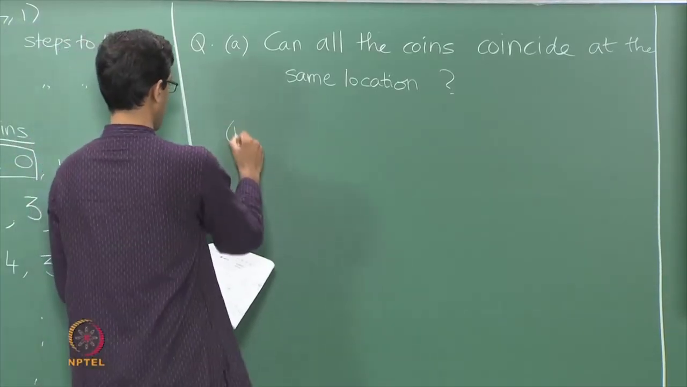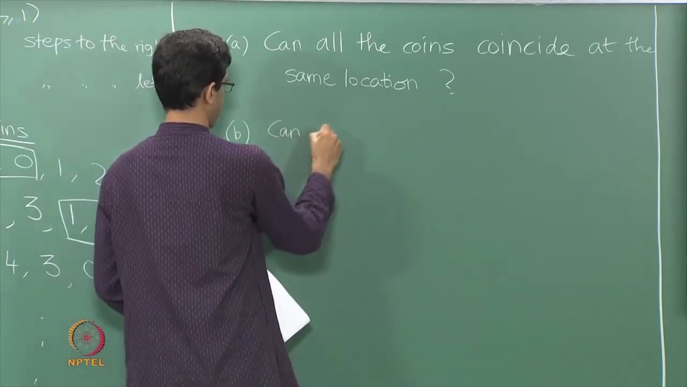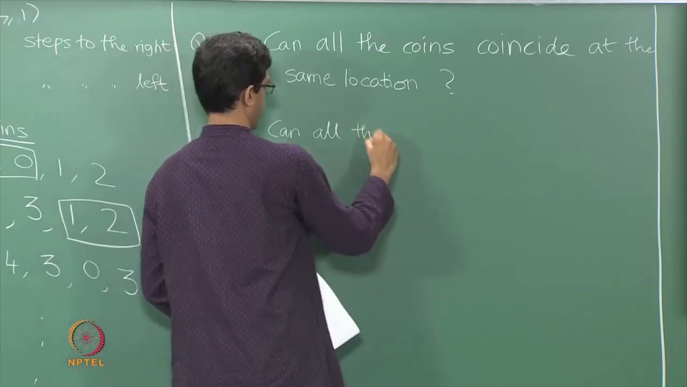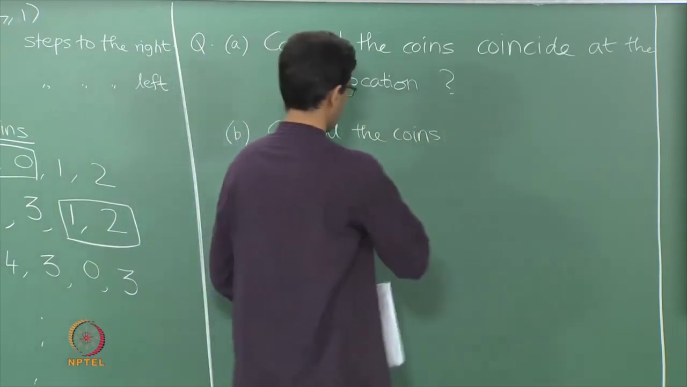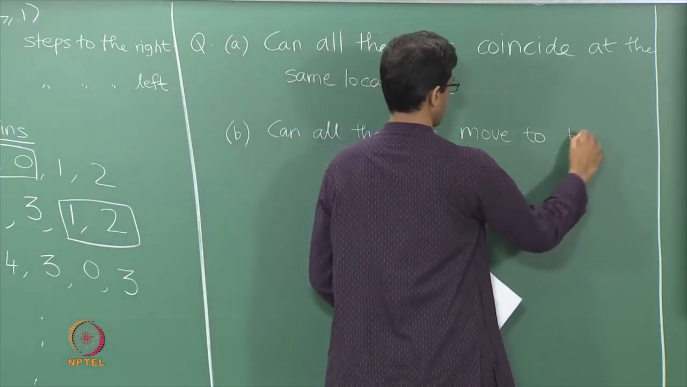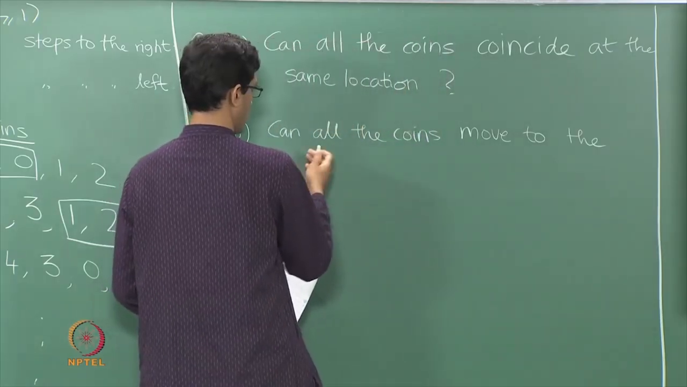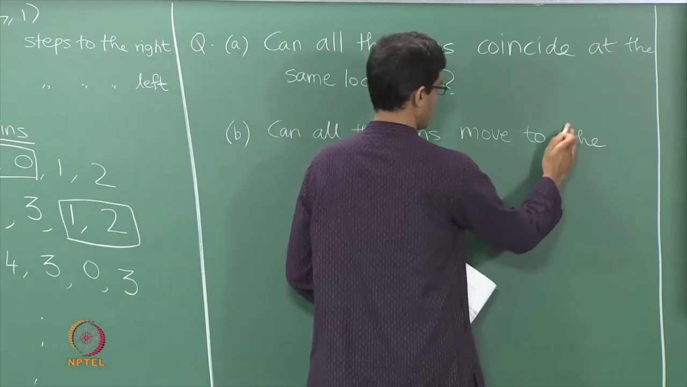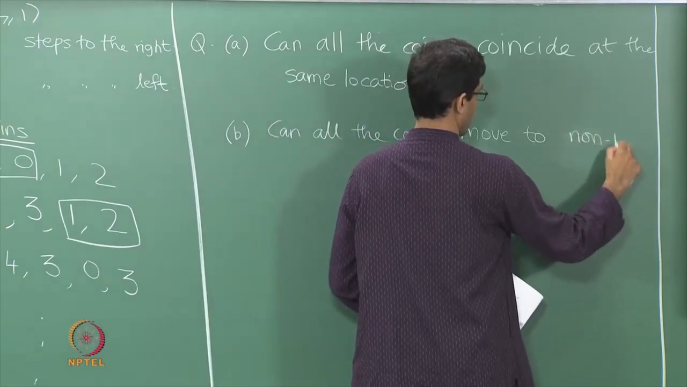And here's another question. Can all the coins move to the negative part of the real axis? Move to non-positive integer positions. Let's write it like that.